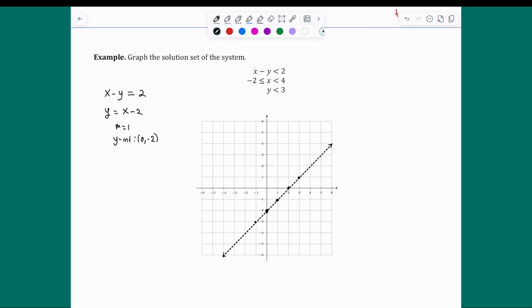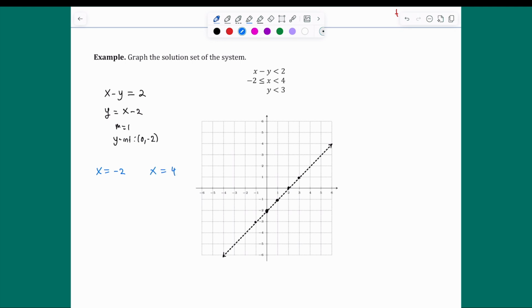All right, so that's one line. And then this second inequality is basically 2 vertical lines when we replace the symbols with equals. The first one, we're going to get x equal to negative 2. So this is basically a vertical line, and let me do it in a different color here. We'll do this in blue. X equals negative 2. And we'll also do the other one. X less than 4 corresponds to x equal to 4.